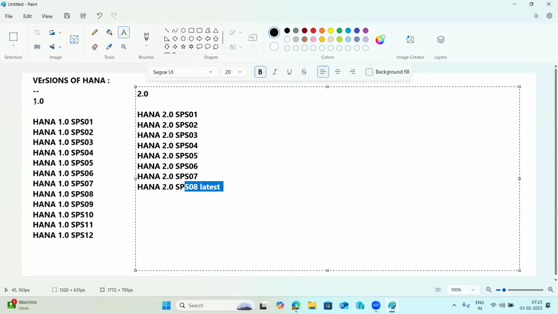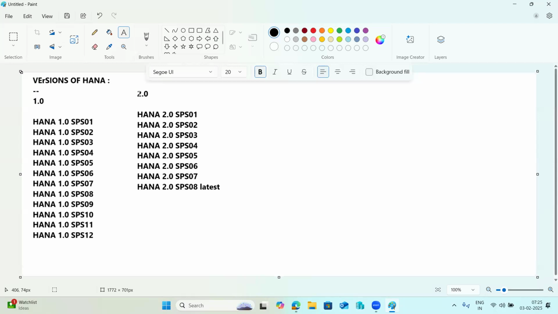The change between HANA 1.0 and 2.0 is that SAP introduced the tenant level, the multi-tenant database concept, here. What this database means, I will explain. But HANA 2.0 SPS 08 is the latest one.